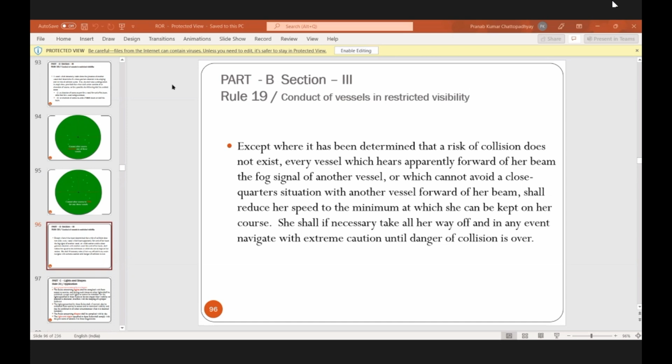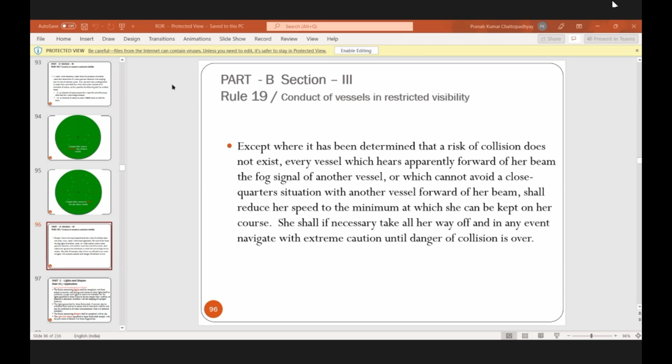But when you have been asked this question, you are the officer in charge of the watch and you have been told that you are in dense fog and you hear a fog signal, your radars are not working, or you have no available means to determine the risk of collision, and you hear a fog signal forward of your beam, what action? Sir, all way off, sir.